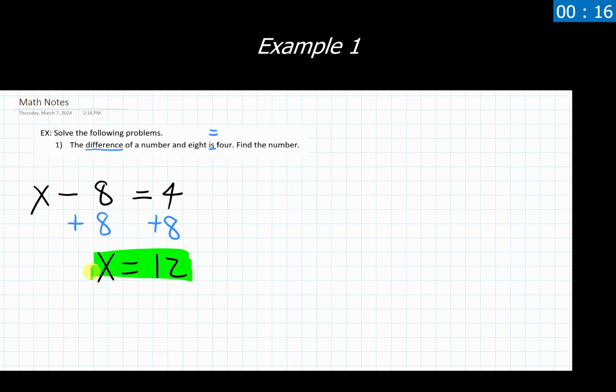If we want to go through and check this, we could either do it mentally or plugging things in. Okay, well, 12 minus 8, that's going to be 4. 4 is equal to 4. Great, so we have the right answer here.